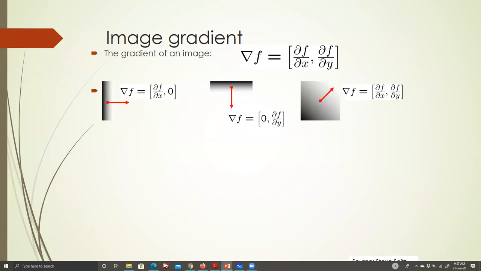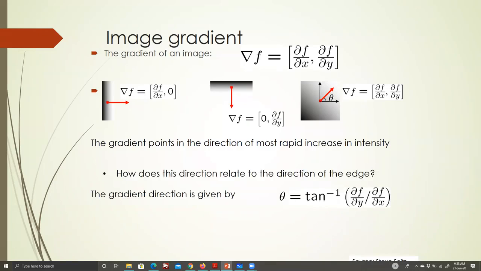And you can of course think of it as a combination: if you were to take both of the derivatives, there would be a kind of vector if you wanted to calculate for both of them. The gradient points in the direction of most rapid increase in intensity. So in whichever direction the intensity is increasing most rapidly, that is the gradient direction. And of course, you can get the angle if you want to. It is very simple. Theta is tan inverse of ∂f/∂y divided by ∂f/∂x.